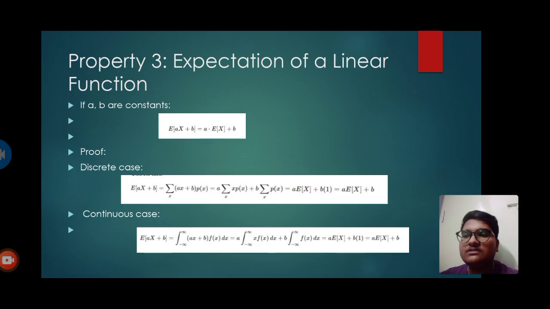Now in the continuous case, expectation of ax plus b is equal to the integral from minus infinity to infinity of ax plus b into f of x dx. Let us take a as a constant, so it is out of the integration: a into the integral from minus infinity to infinity of x into f of x dx, plus b into the integral from minus infinity to infinity of f of x dx. Here we have split the integration into both values and multiplied f of x with both ax and b. Here, as we know, the integral of x into f of x is expectation of x, plus the integral from minus infinity to infinity of f of x dx is the total area under the curve, so it is considered as 1. So a into expectation plus b into 1 is equal to a into E of x plus b.